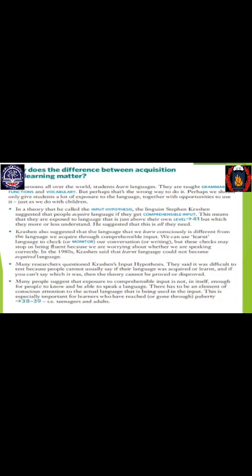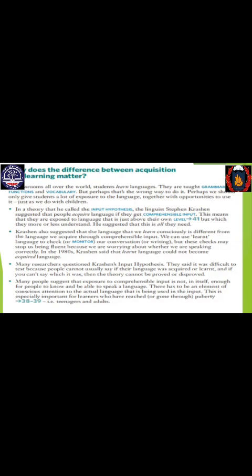Here you see, all over the world, students learn languages. They are taught the grammar, the functions, and words. But some people think, oh, this is the wrong way to do it. Instead, some people say we should give lots of exposure to the language and lots of opportunities to use the language in their life, just as we learn our mother tongue.